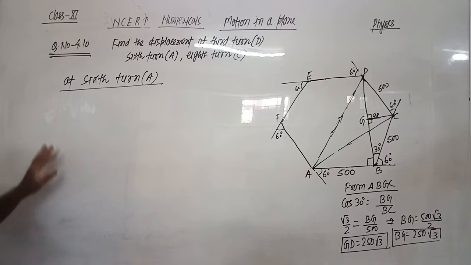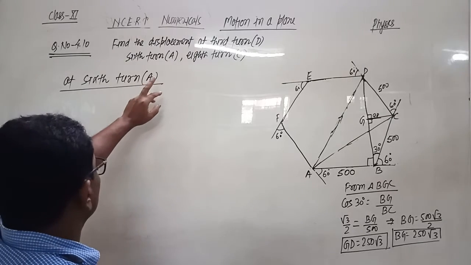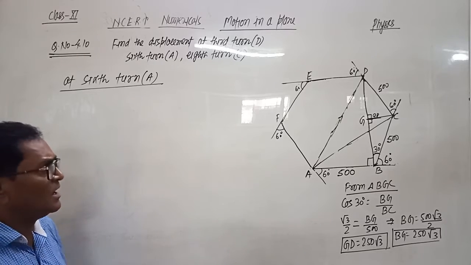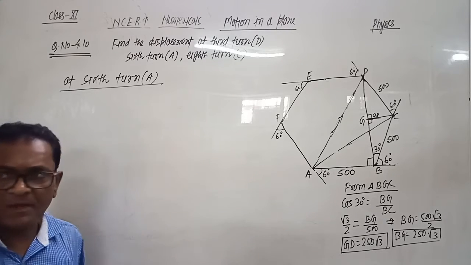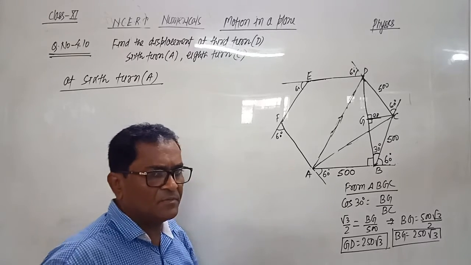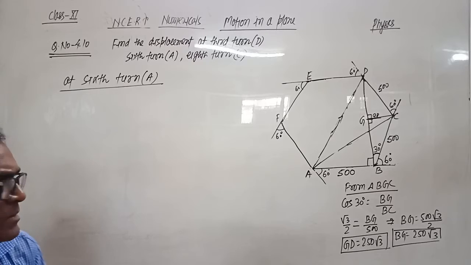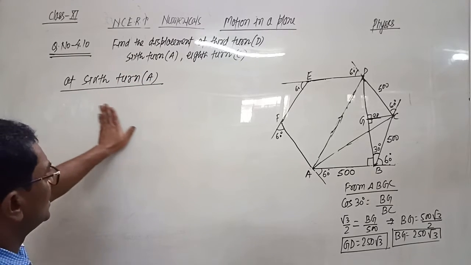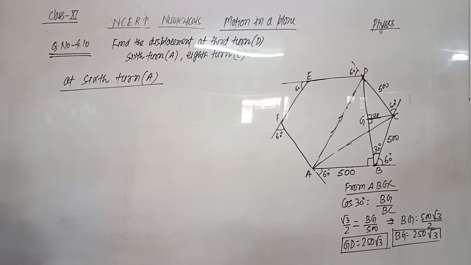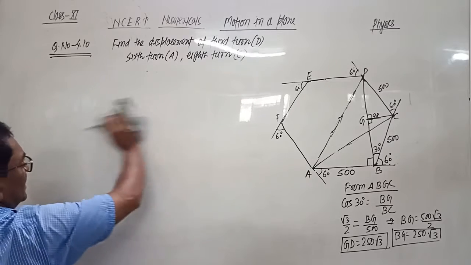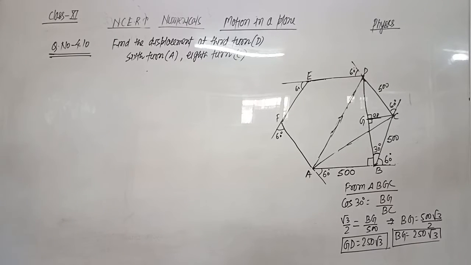We were discussing question number 4.10, and we have seen the displacement of the motorist at the third turn, the magnitude of the displacement and actual path covered, and the ratio of magnitude of displacement to the actual path covered, at the third turn and at the sixth turn. Now we will discuss the displacement and total path length covered at the 8th turn.